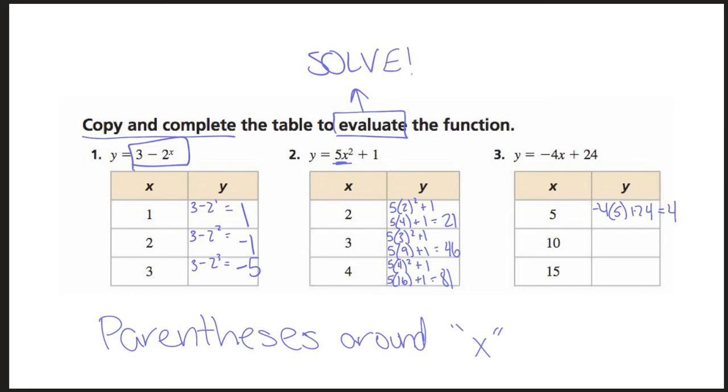Then you have negative 4 times 10 plus 24. So that's negative 40 plus 24. So that is a negative 16. Then negative 4 times 15 plus 24. That's negative 60 plus 24, which is negative 36. And that is it for this problem.